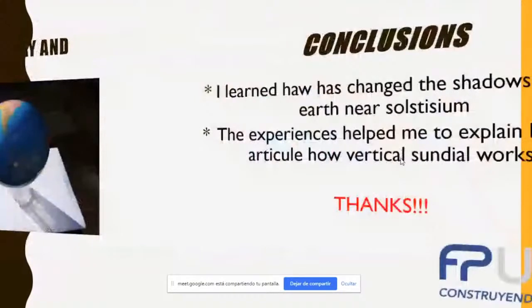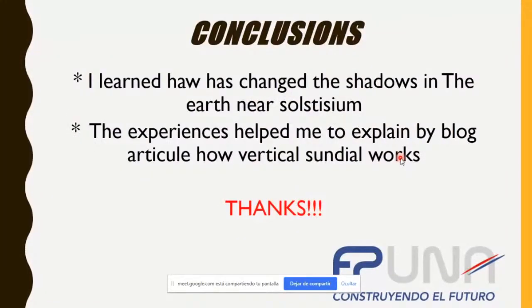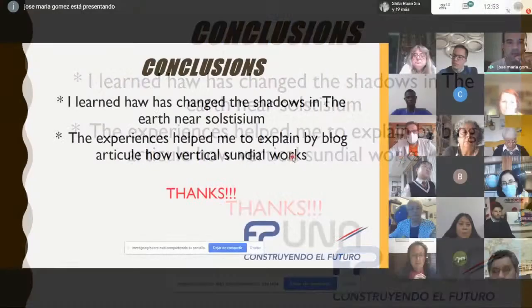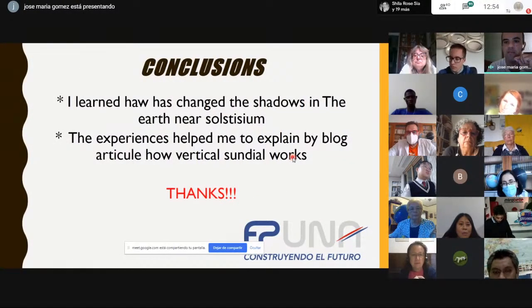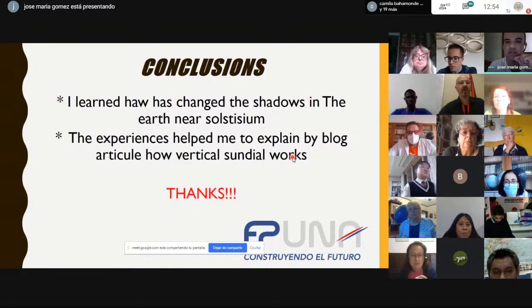Well, for this experience, I learned how the shadows on the Earth changed near solstice, and the experience helped me to explain by a blog article how vertical sundials work.